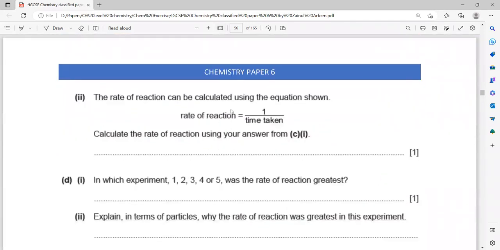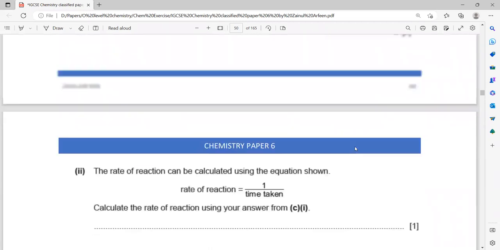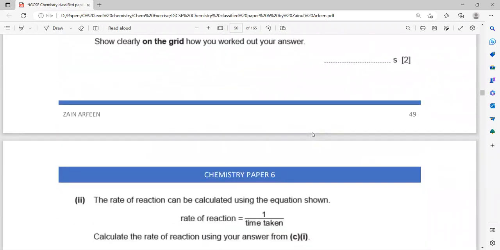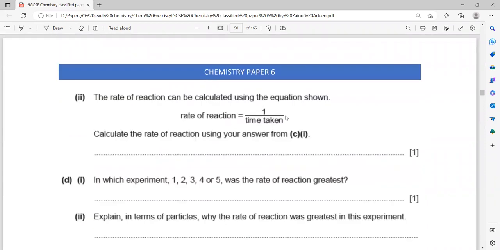The next is: the rate of a reaction can be calculated using an equation as shown. Calculate the rate of a reaction using your answer for C1. Our answer for C1 was 108. So to calculate the rate, it's 1 over C1, so 1 divided by 108. What's the answer? 1 divided by 108 equals 0.00925. So 0.00925 per second.